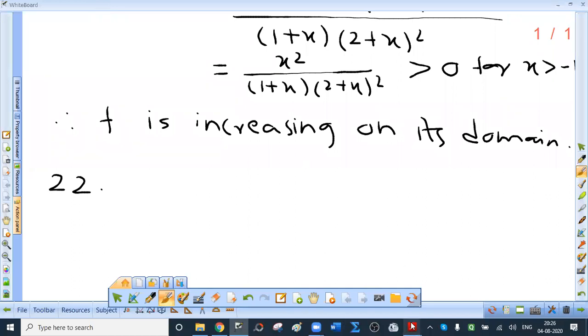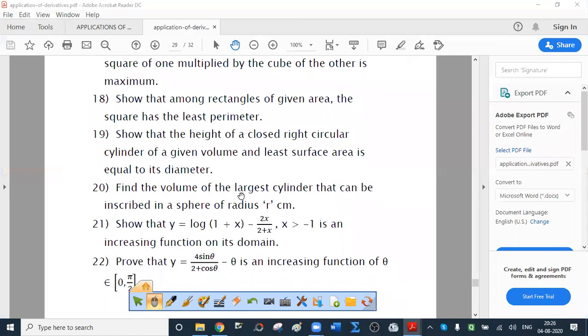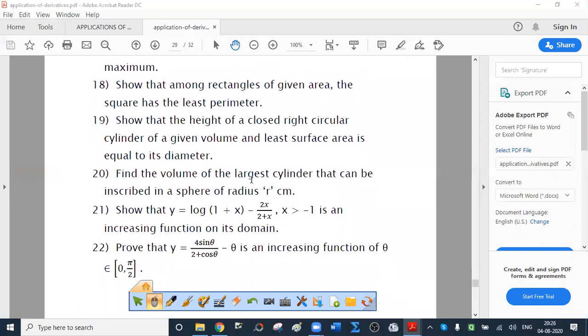Let me check the sum. Yes, 22nd. Prove that y equal to 4 sine theta upon 2 plus cos theta minus theta is an increasing function of theta which belongs to the closed interval 0 to pi by 2. Okay. So find the derivative. Find the derivative. Tell me what you get.